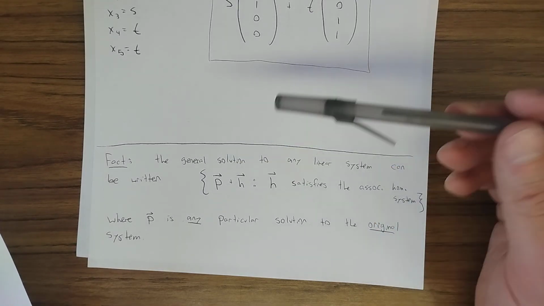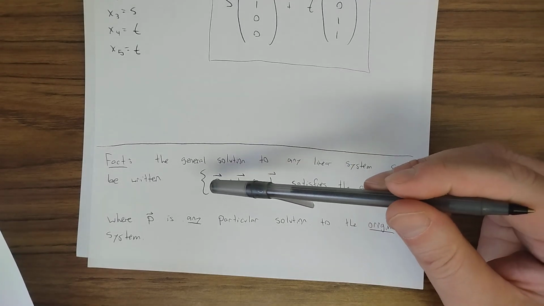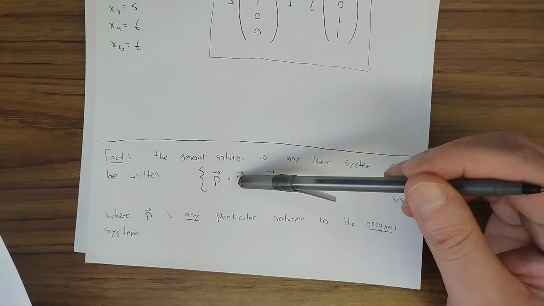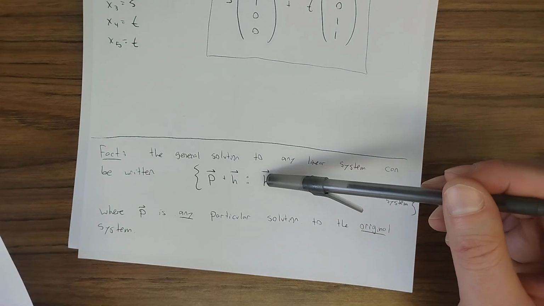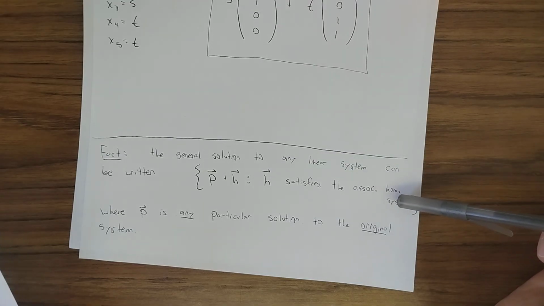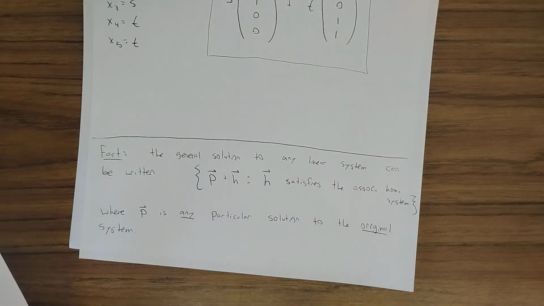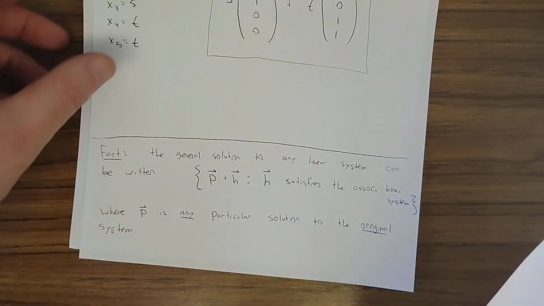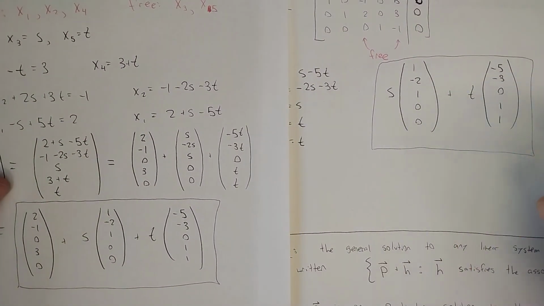What this is saying is the general solution of a linear system can be written as P plus H, and these are vectors, so they have hats on them, where H is any solution to the associated homogeneous system, and P is a particular solution to the original system. It could be any particular solution to the original system. So let me talk about what that means in the context of the examples we just did.